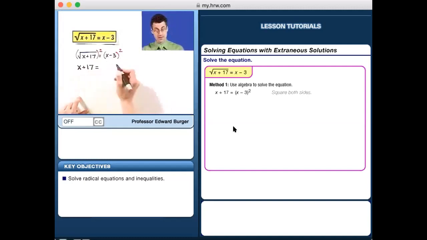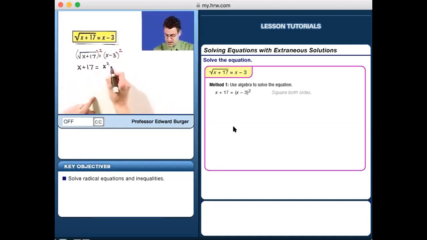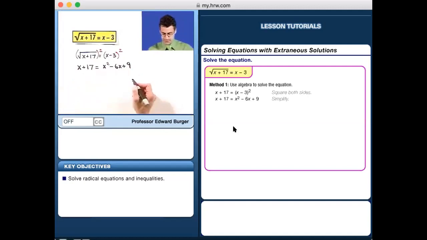On the right, here's a great place to make a mistake. You could say x squared plus 9 or something. But don't forget, you get a FOIL. So we get x squared. Then we have an outside, inside. That's going to give us a -6x plus 9. So don't forget about that term. Great place to make a mistake.